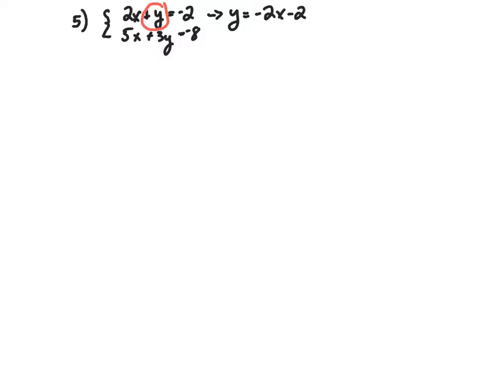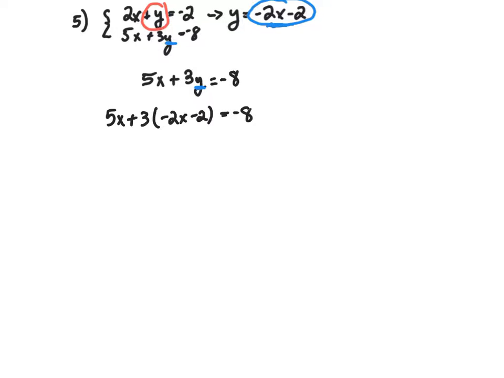Now, right, we can substitute this in for our y right here. All right, so 5x plus 3y. Oops, sorry. I'll just write out the whole equation. Equals negative 8. Then I'm going to substitute in this piece right here for y. So 5x plus 3 times negative 2x minus 2 equals negative 8.